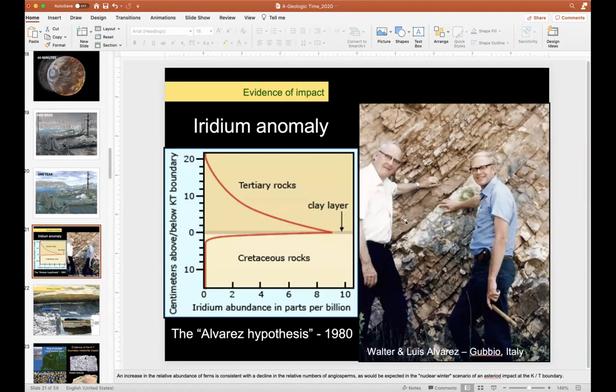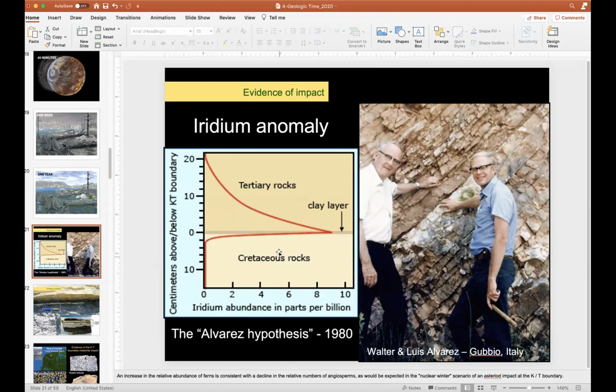These are the two guys that worked on it, Walter and Luis Alvarez. This is them looking at the KT boundary right here in Italy. They were scientists at UC Berkeley. And it was the father, Luis, is that Walter? I'm trying to remember which one's which, Walter or Luis. This might be Walter. I think I left it in order of the way they were standing. So Walter is the father, and this is his son.